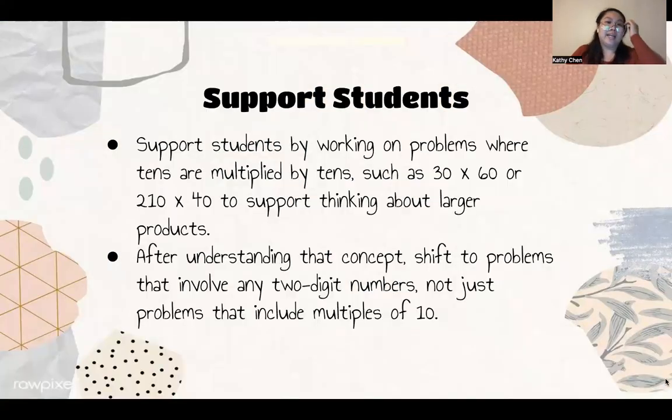So to support students, work on problems where tens are multiplied by tens, such as 30 times 60 or 210 times 40, to support the thinking about larger products. After understanding that concept, shift to problems that involve any two-digit numbers, not just problems that include multiples of 10.